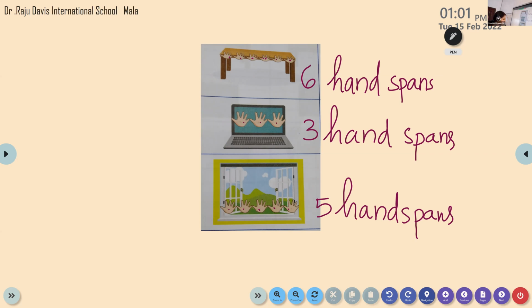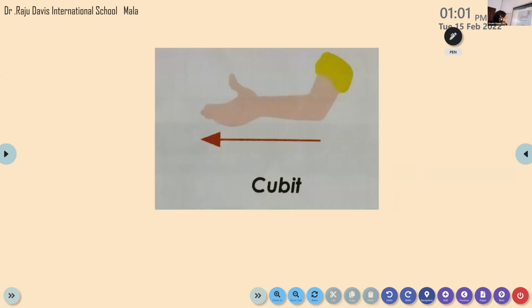The next one, it is cubit. I will share the screen. This we can say cubit.